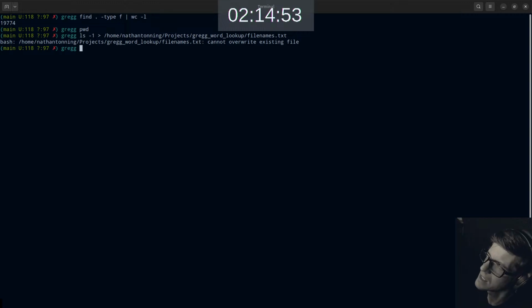What is that? Isn't that a dash? You can force it with clobber, I think. Is it clobber? I mean, the easiest would be just to remove it.